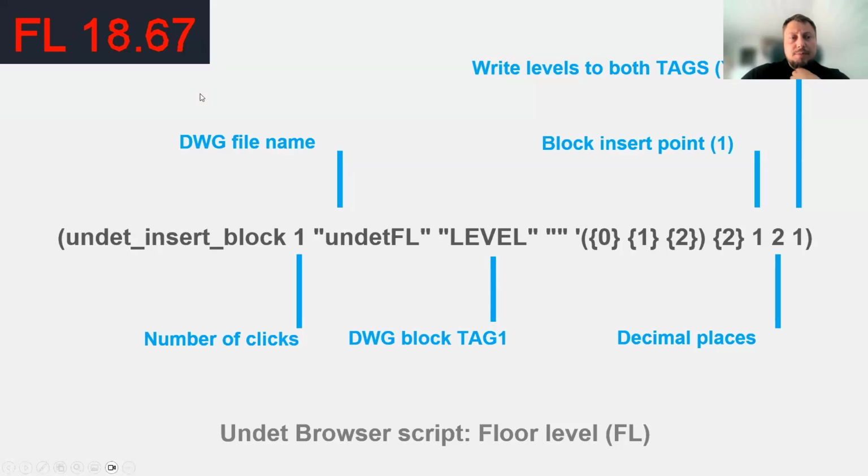And to better understand the script modification, customization, here are a few examples, and we'll analyze already prepared scripts. Okay, the floor level script, just to show the level by snapping to the point cloud points in Undet Browser. So you can see that we are using 1 click. We are using Undet DVG file, using 1 tag, block insert point 1 on the second click, on the first click, yeah, because we have only 1, and decimal places 2. And the last attribute is 1 to show both tags. But currently the second tag is empty because this block contains only 1 tag.